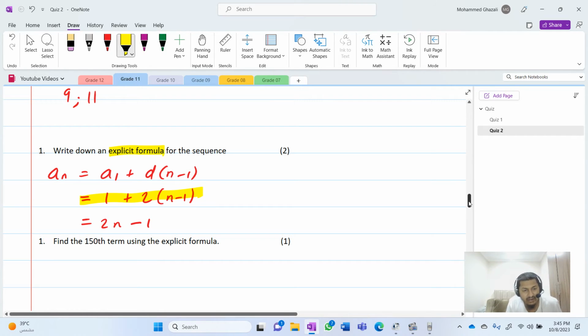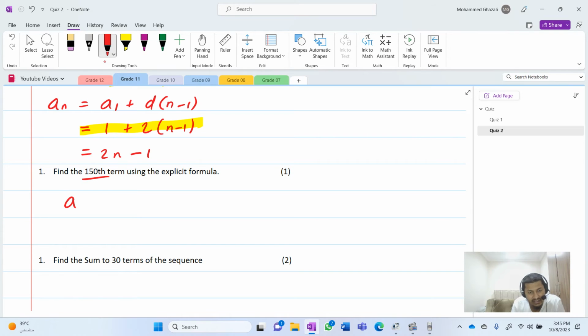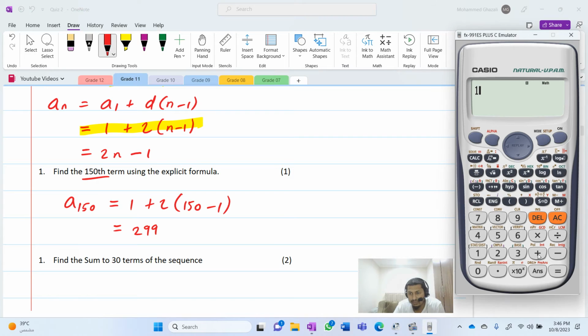Next one, find the 150th term using the explicit formula. To find the term 150, we need to substitute 150 in the place of n. So we're trying to find the 150th term, so you say 1 plus 2 into 150 minus 1. Or if you are using this, you can say double 150, which is 300 minus 1. You should get 299. Or you can use this formula and check if you're getting the same answer. So 1 plus 2 into 150 minus 1, and we are getting 299.